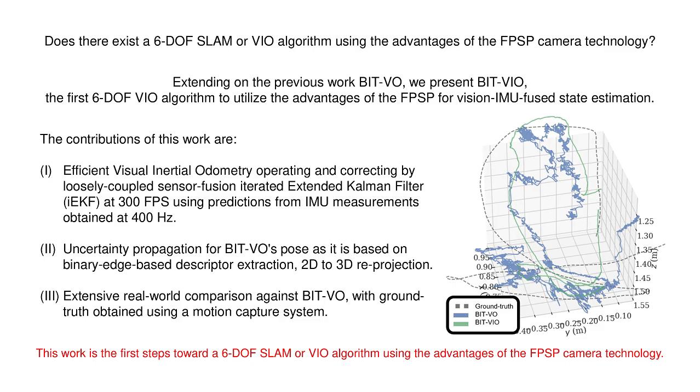And so this is the problem statement of our work. We build off of BIT-VIO, presenting a 6DOF VIO algorithm. The contributions are listed, where we fuse a 400 Hz IMU with vision at 300 FPS. We have new uncertainty propagation from 2D to 3D reprojection on the pose, and we do extensive evaluation.